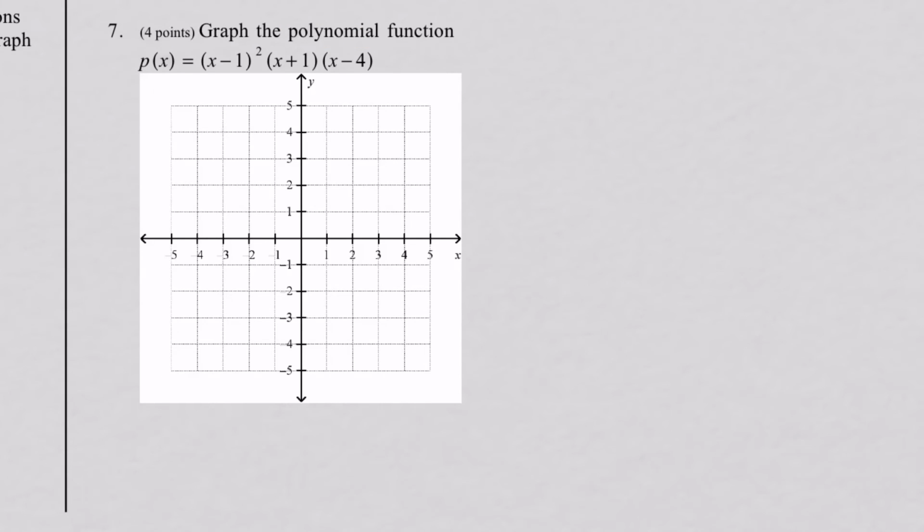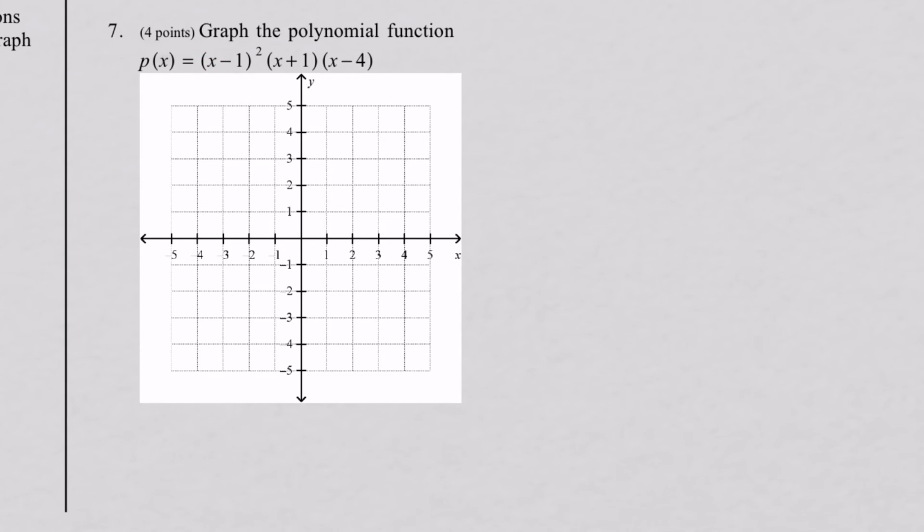Alright, number 7, graph the polynomial function p of x equals the quantity x minus 1 squared times x plus 1 times the quantity x minus 4. So there's 3 factors here in this function, and we're going to use them to graph. The easiest, best way to graph this is by using the x-intercepts that come from here, and using the degree, the power of each one, to tell if the graph is going to be crossing or being tangent or touching the x-axis. And finally, you also need to find the end behavior.